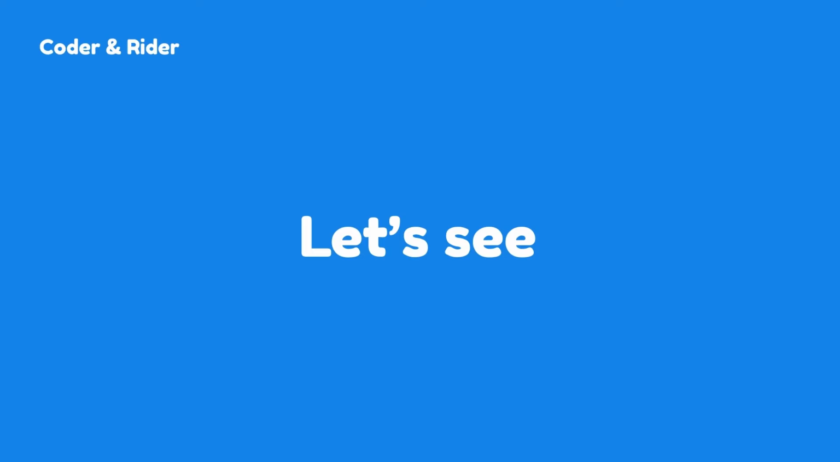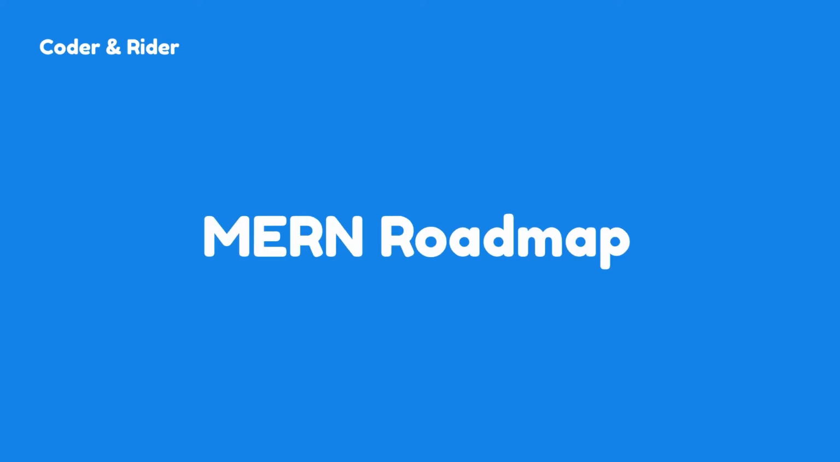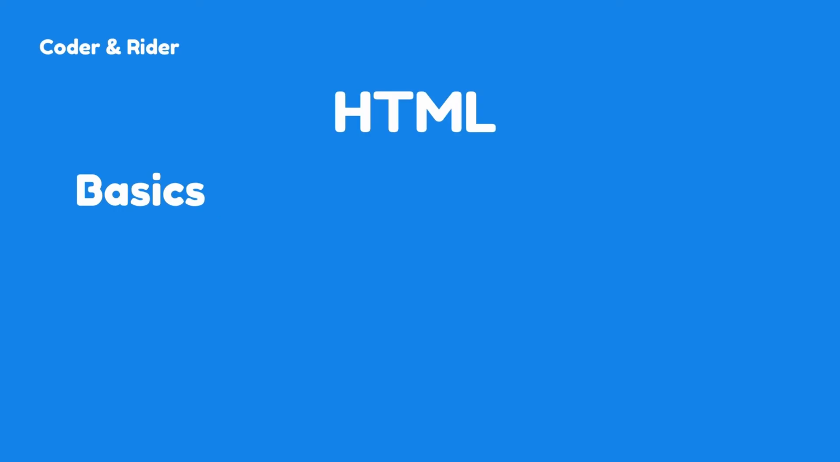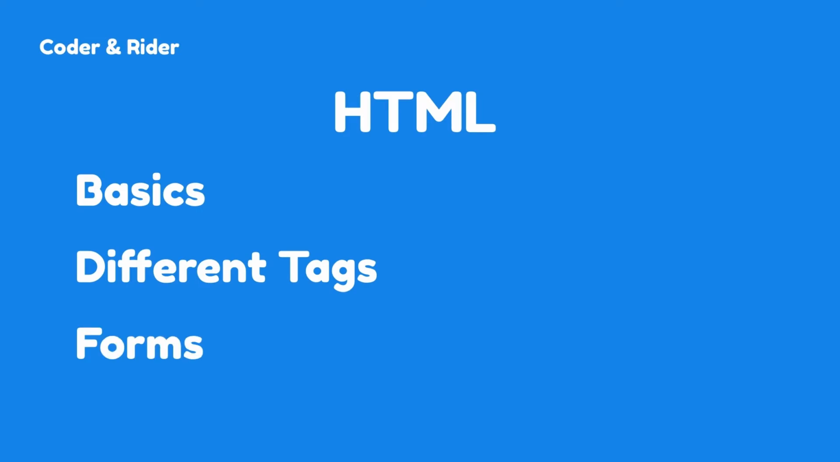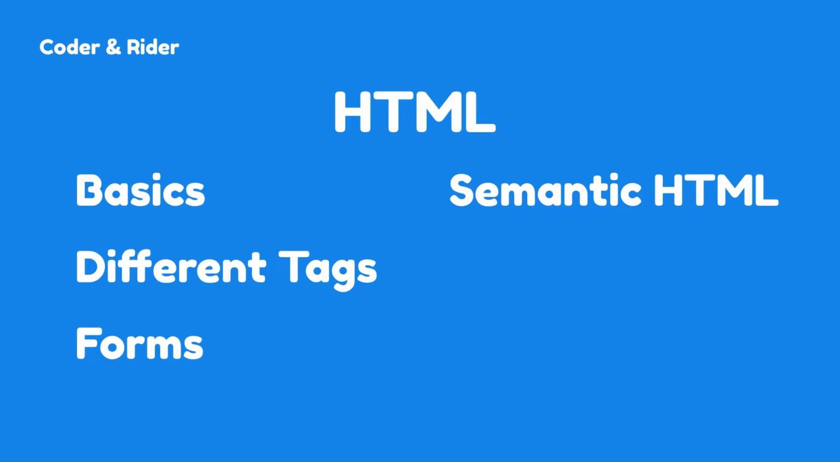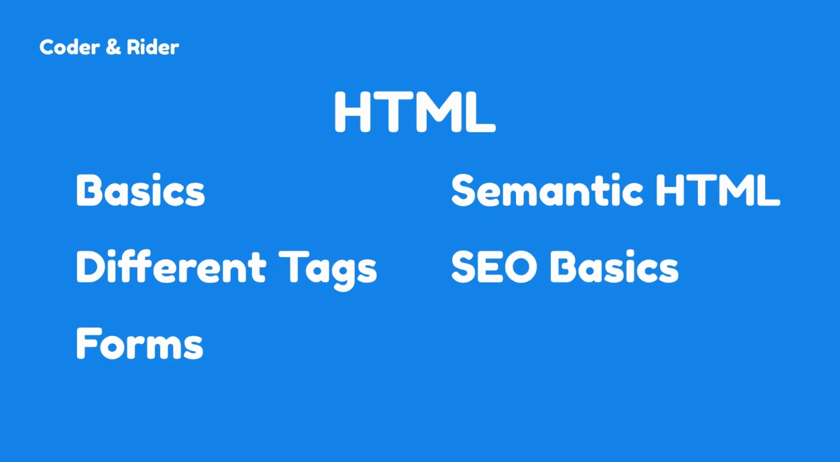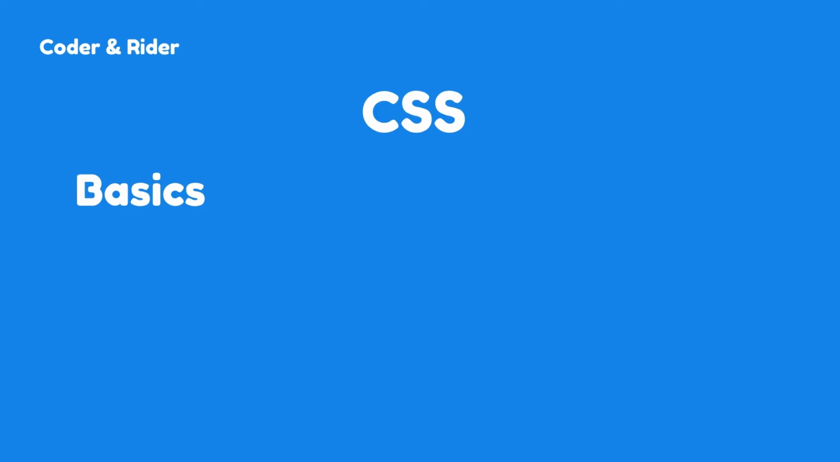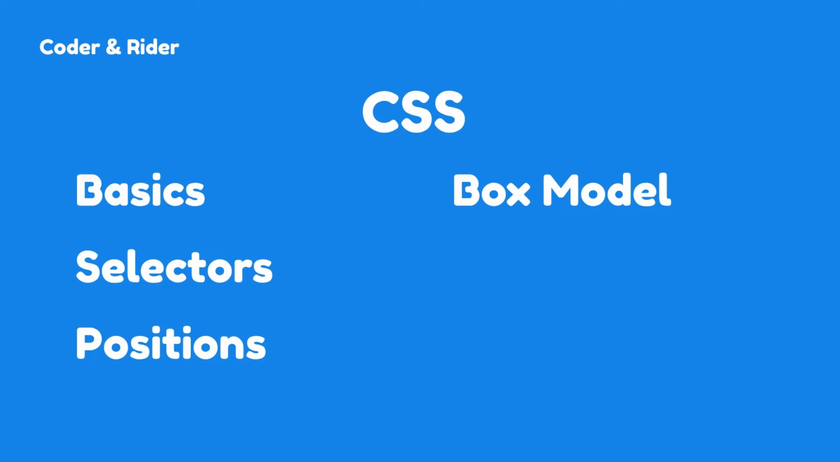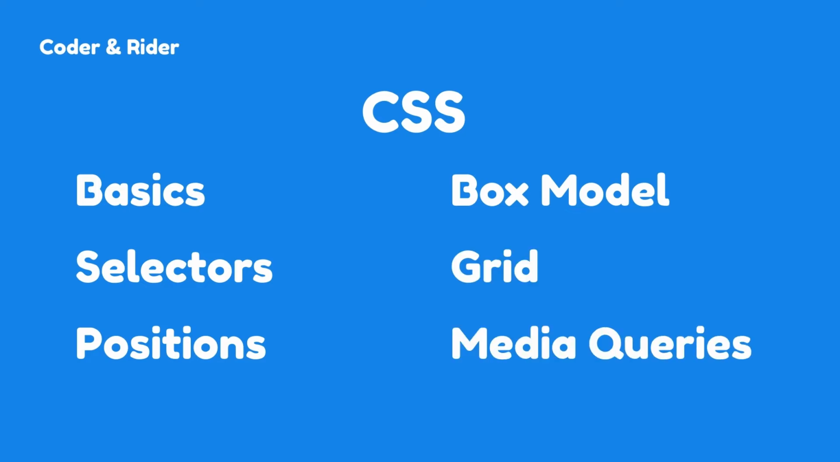Let's see the MERN roadmap. First, HTML. You need to learn the basics, different tags, forms, semantic HTML, SEO basics. Next, CSS. You need to learn CSS basics, selectors, positions, box model, grid layout, media queries.